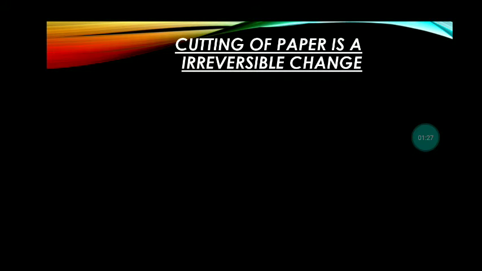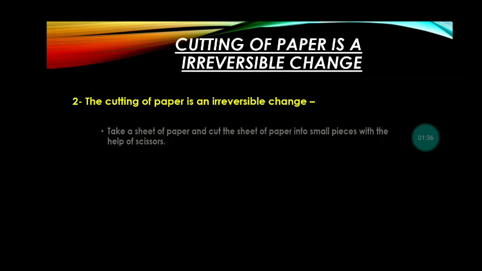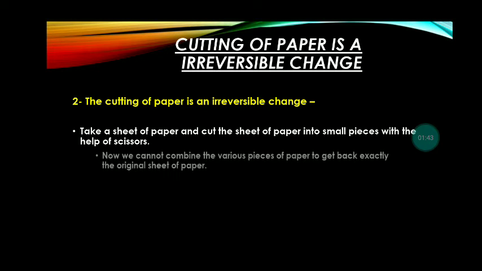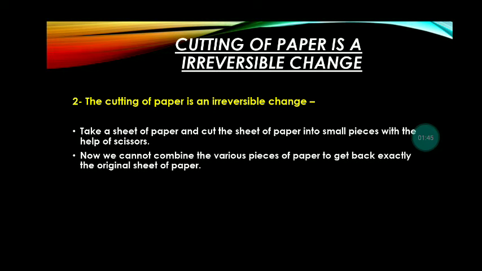Now let's take another example of how paper can show an irreversible change. Cutting a paper is an irreversible change. Take a sheet of paper and cut it into small pieces with the help of scissors. Now we cannot combine the various pieces of paper to get back exactly the original sheet. So once you cut the paper, you will not get the original sheet of paper. So this is an example of irreversible changes.